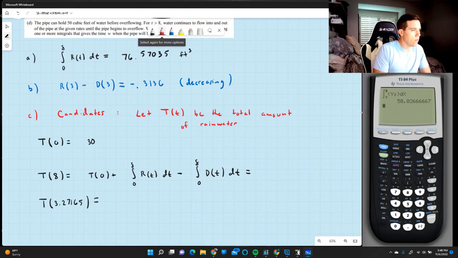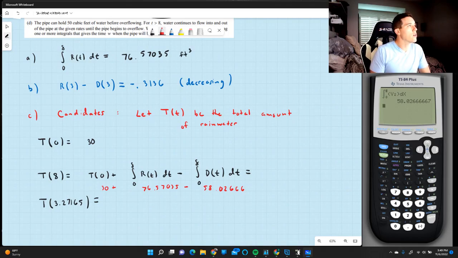So to get the final answer, you do these three pieces. You do 30 plus all the water that flowed in, 76.57035, minus all the water that went out, 58.02666. And you get your answer, which was, I'm not going to calculate it, I'm just going to look it up. 48.54. 48.54368.